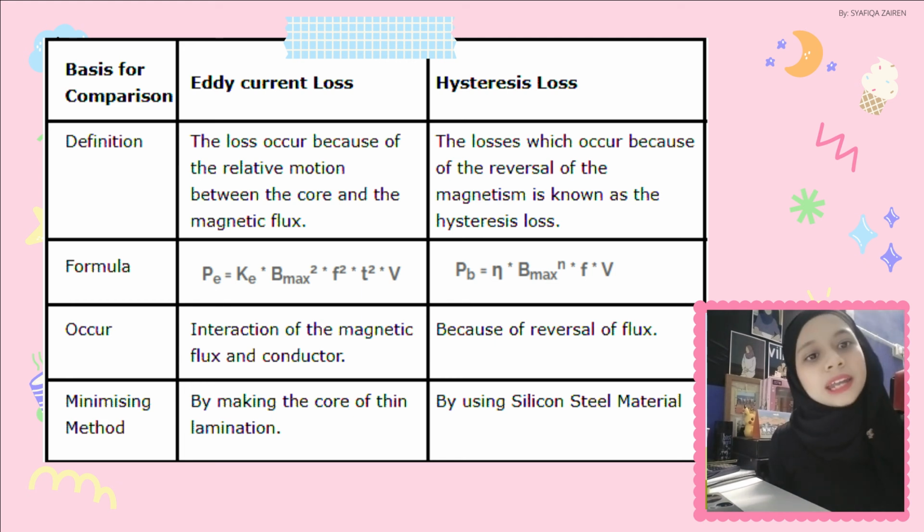Minimizing method. For eddy current, by making the core of thin lamination. And for hysteresis loss, by using silicon steel material.